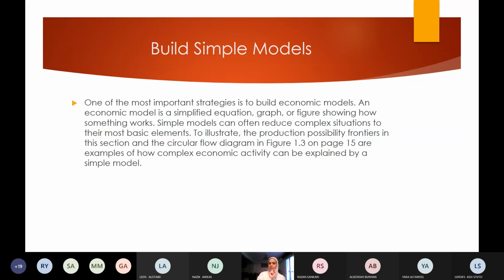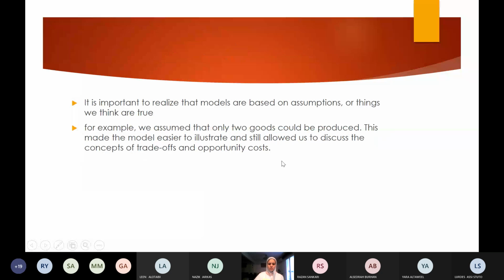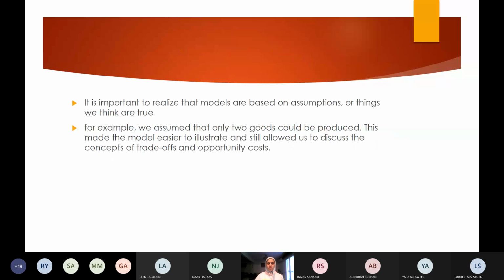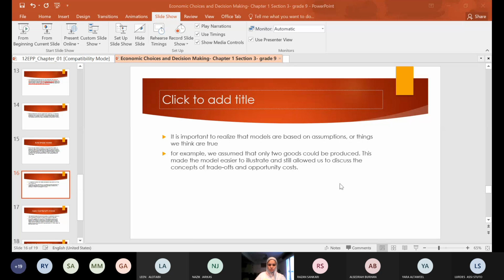If I go out with my mom, I have to write what will happen. If I go to work with my father, I have to write what will happen. Here on page 15, you will find figure 1.3, showing how complex economic activity can be explained. I didn't put the model in the slides, it's on page 15, guys. It's important to realize that models are based on assumptions. So if you open page 15 with me, please, I can share it for you here also.